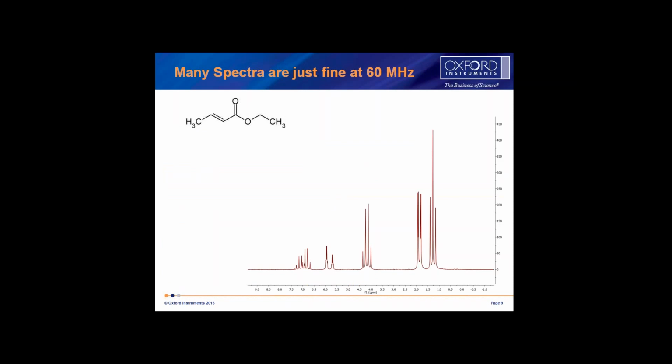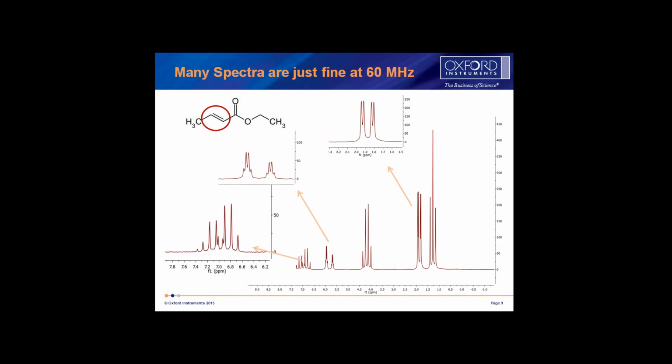But having said that, and having highlighted these differences, many spectra that you can collect at 60 megahertz are absolutely fine. Here's a spectrum of ethyl crotonate, and we can clearly identify the ethyl group, the CH3 triplet, and the CH2 quartet. And at the other end, the crotonyl group, if we zoom in, we can see the doublet of doublets that's associated with the CH3 group of the crotonyl group, and the 2 doublet of quartets associated with the olefinic group.